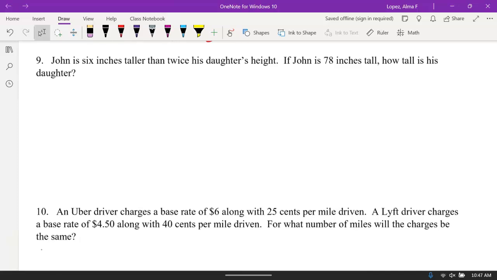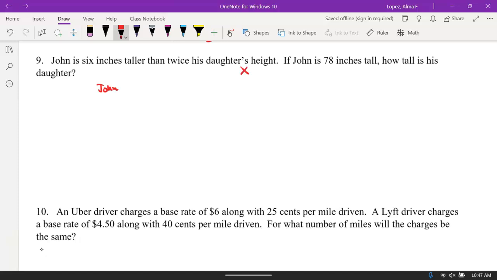On number 9, it says John is 6 inches taller than twice his daughter's height. If John is 78 inches tall, how tall is his daughter? Okay, well, they're giving us John's height described in terms of his daughter. Like they're pretending we know how old his daughter is. And then eventually, even in the question, it says, how tall is his daughter?